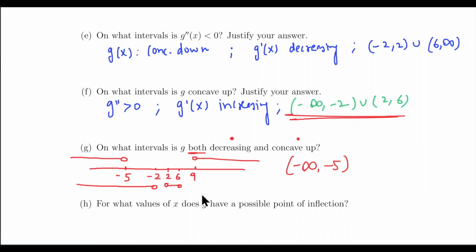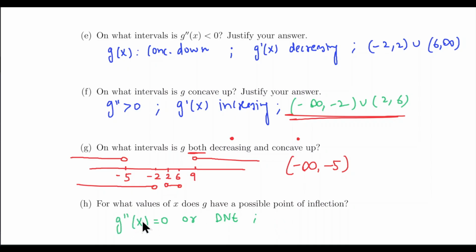And for what values of x does G have a possible point of inflection? G has a point of inflection wherever G double prime is 0 or undefined. And they're asking for a possible point of inflection. So yes, for it to be 100% true, G double prime should also change sign. But in other words, I can also say that because I need to work in terms of G prime, G double prime will be 0.